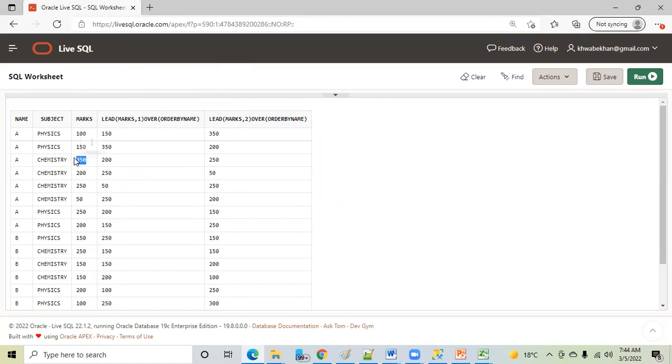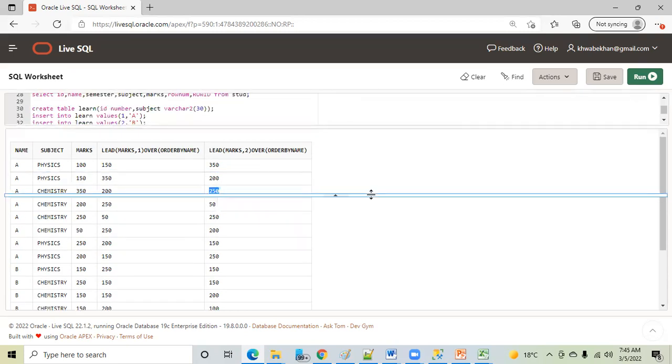Now 350 is here, right? How many steps has it jumped? Two steps. Why two steps? Because I mentioned two here. Similarly, 200 is present here; it has jumped two steps. Similarly, 250 has jumped here. I mentioned two steps, so you can control how many steps you want to jump. Whatever you want, one, two, you can write it here. So that is your lead function.